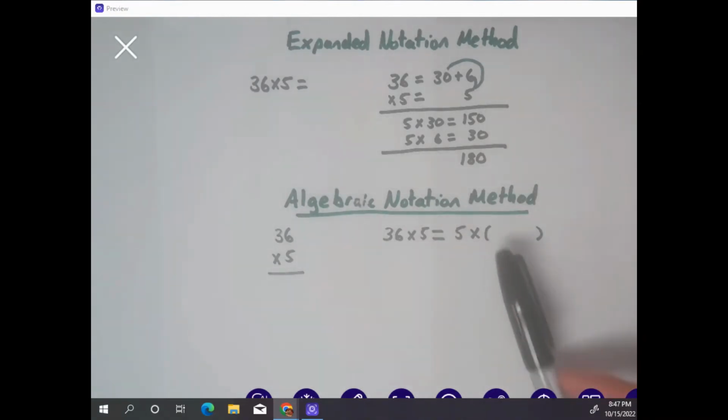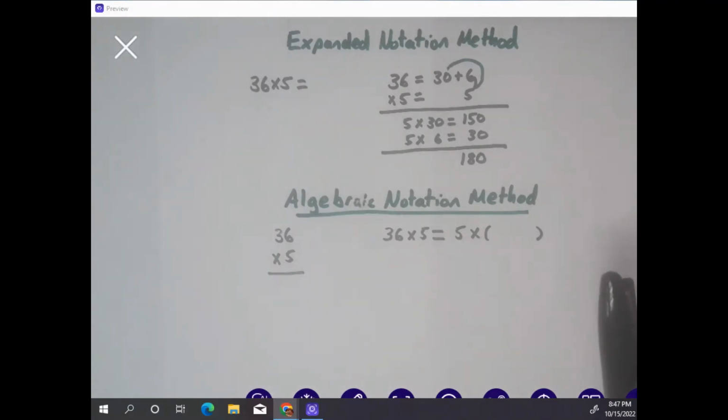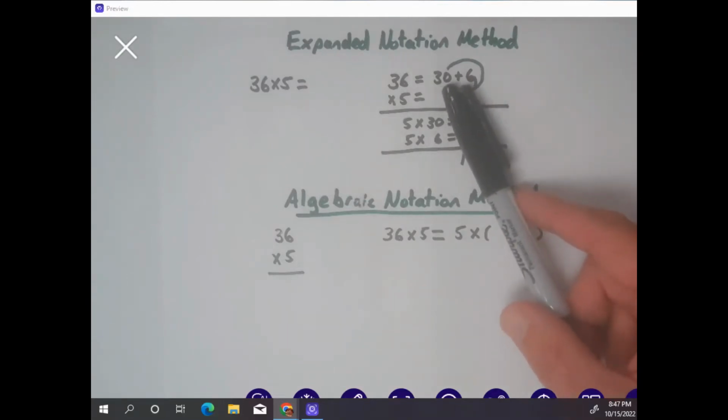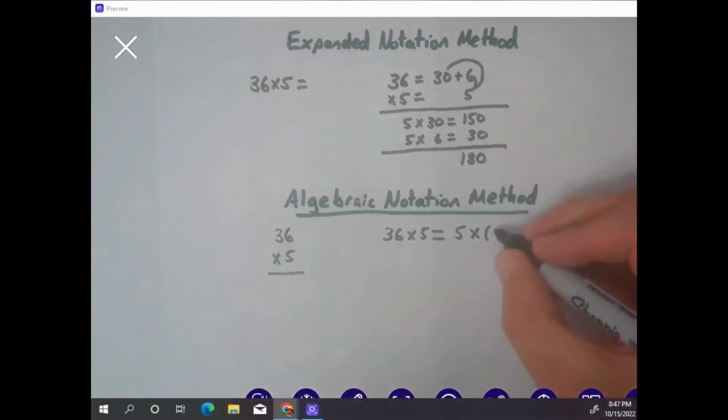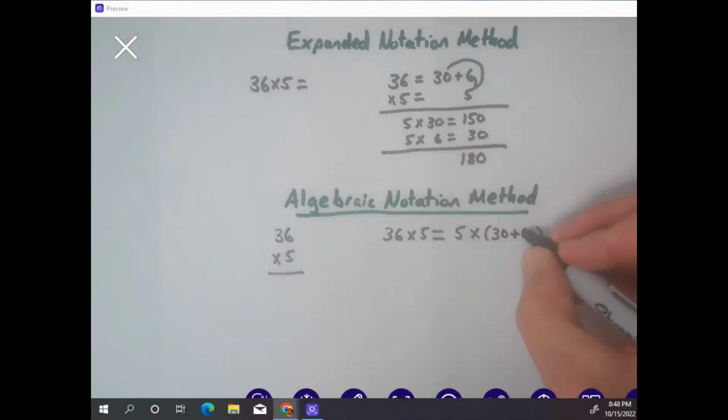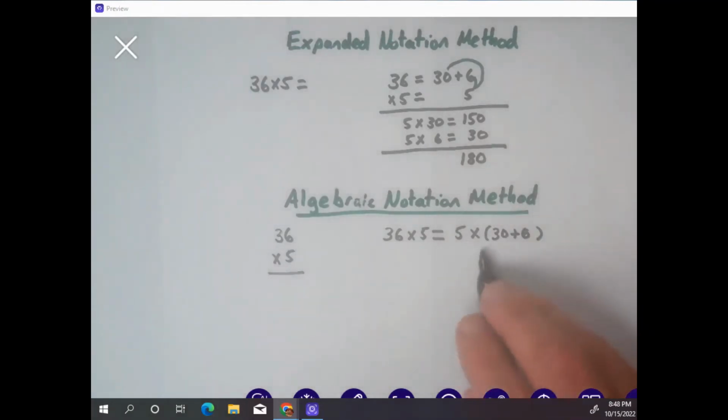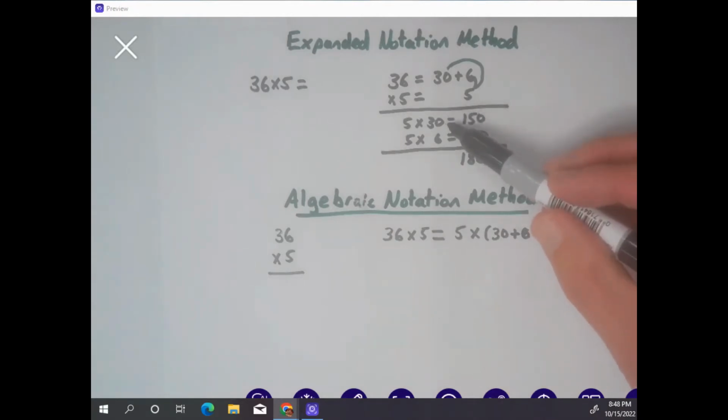And we see these parentheses in algebra problems. And here's where our expanded notation comes in. Well, 36 expanded notation is 30 plus 6. So I'm going to fill this in the same way: 30 plus 6, times 5. And because it's written as a multiplication problem, it's really 5 times 30 and 5 times 6, which looks the same as this.